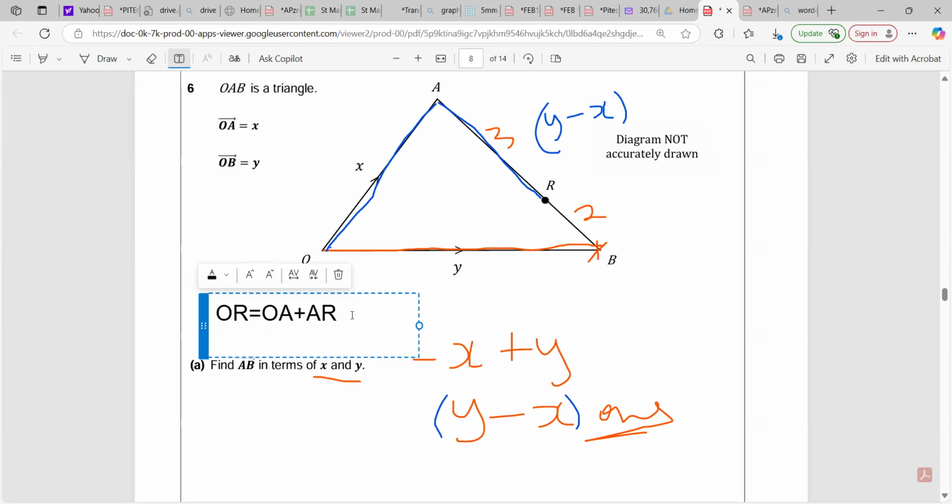So OR is equal to OA. But what is OA? OA is X, right? That's just positive X, since we are going with the arrow. Plus, this is where it gets a little bit tricky. Now, the entire line would have been 3 plus 2, because they gave it to us in ratio, 3 to 2. That means the whole is 5, right? So this portion is 3 and this portion is 2. So here would be what? 3/5 of this. Everybody agree? Because if the entire thing is 5, that means this fraction is 3 over 5.